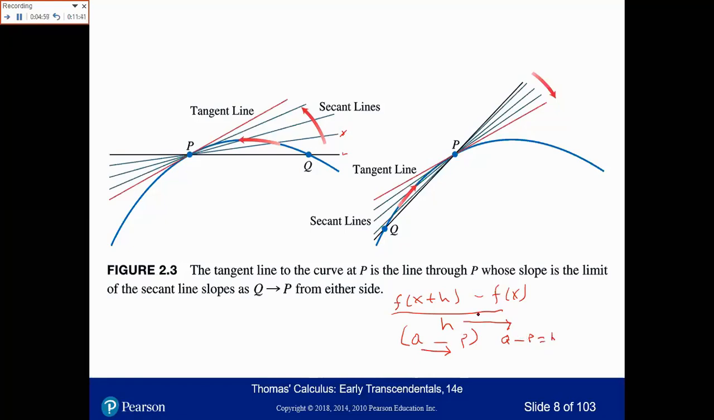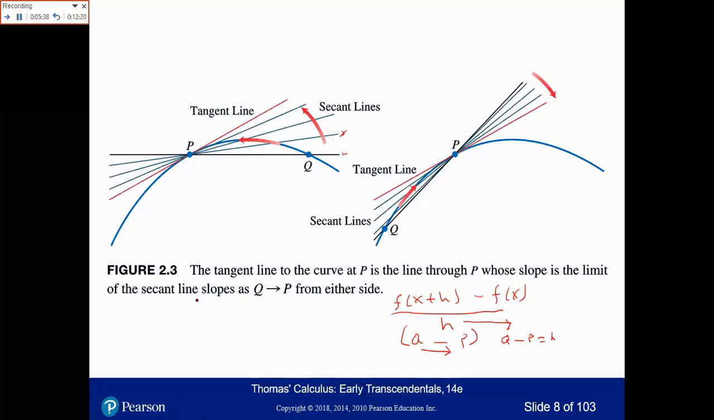So what they're telling us here is that the tangent line of the curve at P is a line through P whose slope is the limit of the secant line slope as Q goes to P. I want you to remember this statement. One more time, I'm going to read it. The tangent line to the curve at P is the line through P whose slope is the limit of the secant.